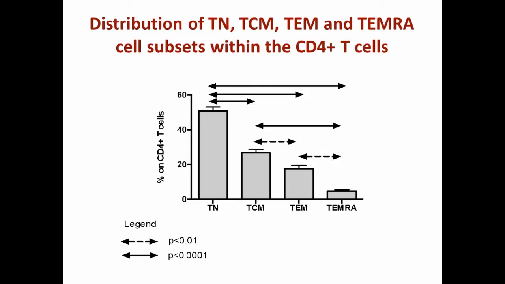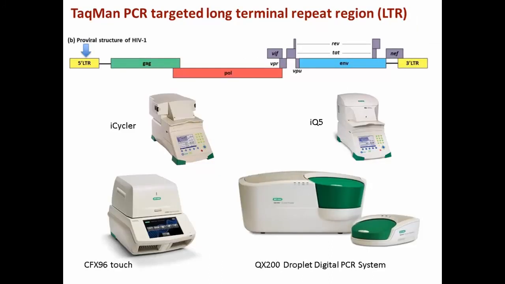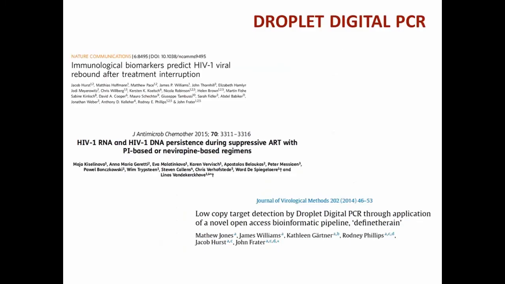About 50% of CD4 cells were naive, about 25% were central memory, 20% were effector memory, and very few of them, less than 5%, were terminally differentiated. So what we could do was to use the new CFX96 Touch real-time PCR instrument, coupled with a QX200 digital droplet PCR system that we have in our lab, to measure the amount of HIV present in the different CD4 cell populations.